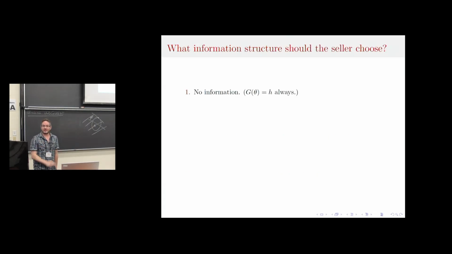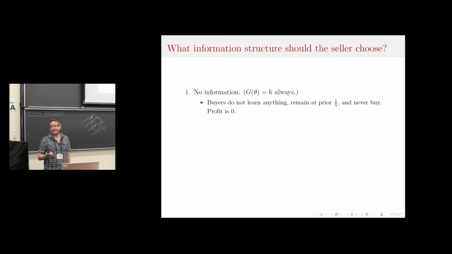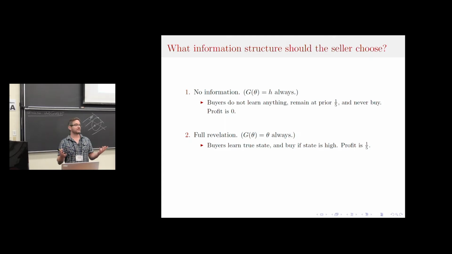So let's try some simple ideas. One is to not reveal any information. This is not great. Buyers don't learn anything. They remain at 1/5 and never buy. Profit is 0. You could try full revelation, in which case they learn the state, and profit is 1/5 in the long run. That's the probability of the state being high.